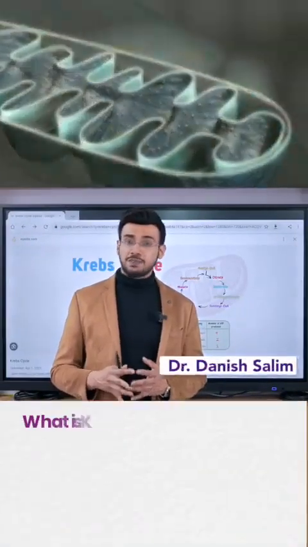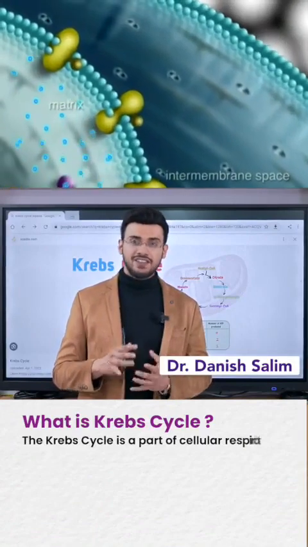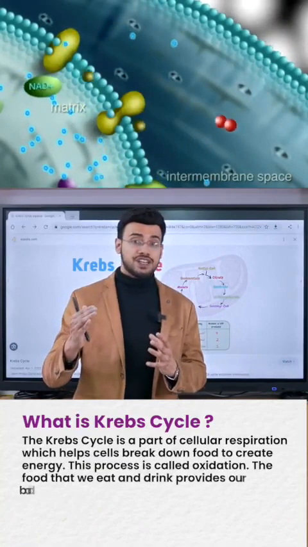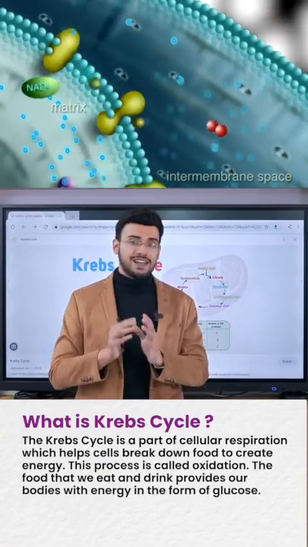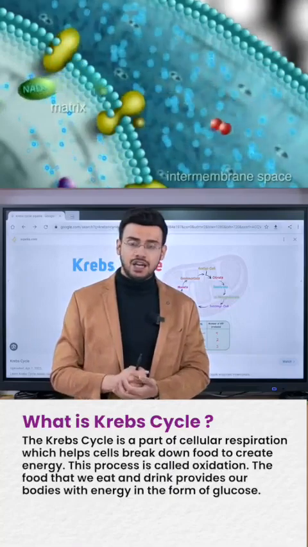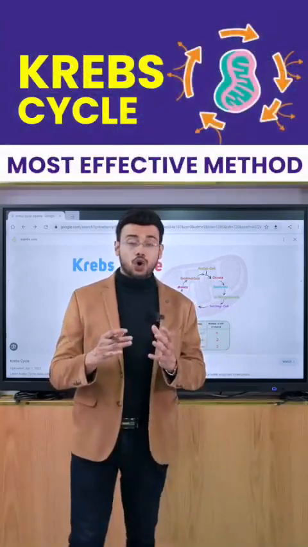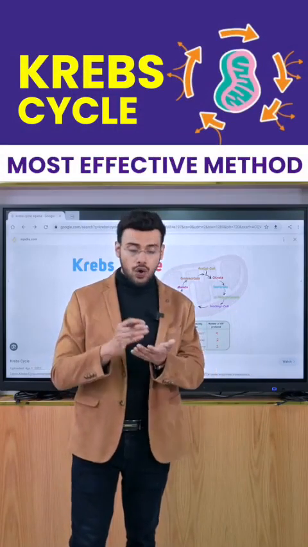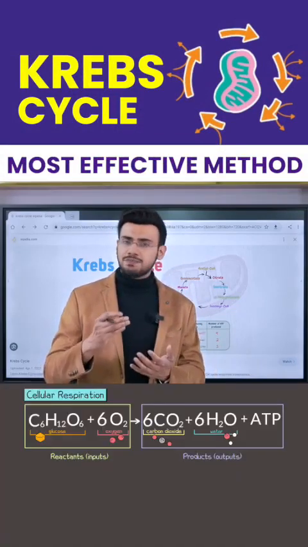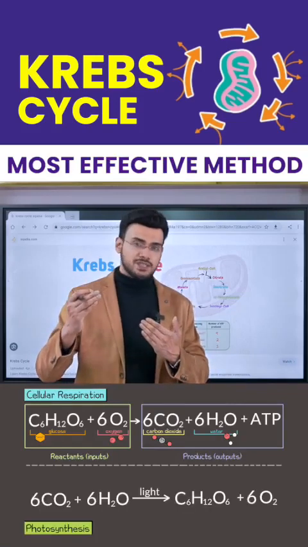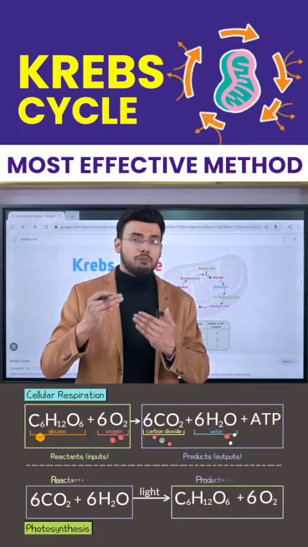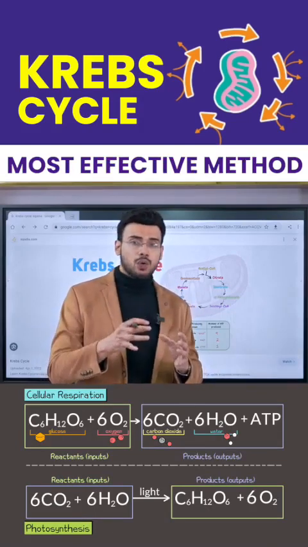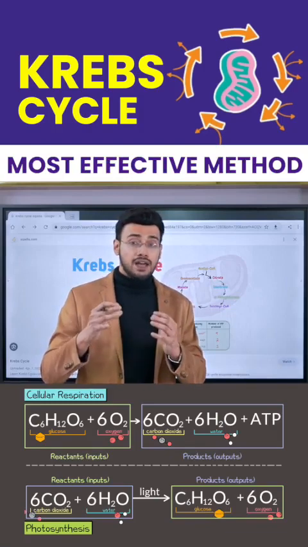What is Krebs cycle? Krebs cycle is a part of cellular respiration which helps cells break down food to create energy. This process is called oxidation. The food that we eat or drink provides our body with energy in the form of glucose. Krebs cycle or TCA cycle is a metabolic pathway. It's really a series of reactions that occur in both plants and animal cells. The Krebs cycle is the last step of cellular respiration wherein glucose with the help of oxygen from the lungs or from the bloodstream is broken down into carbon dioxide and water.